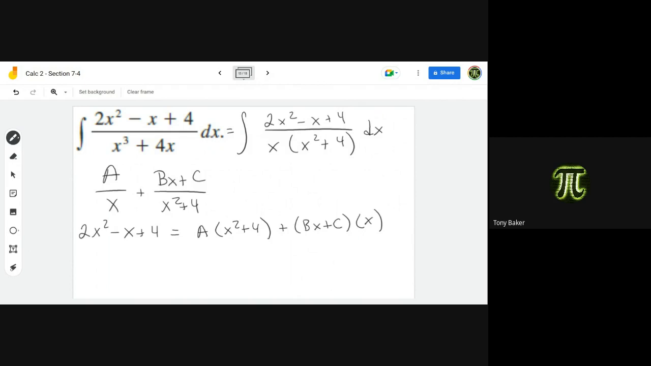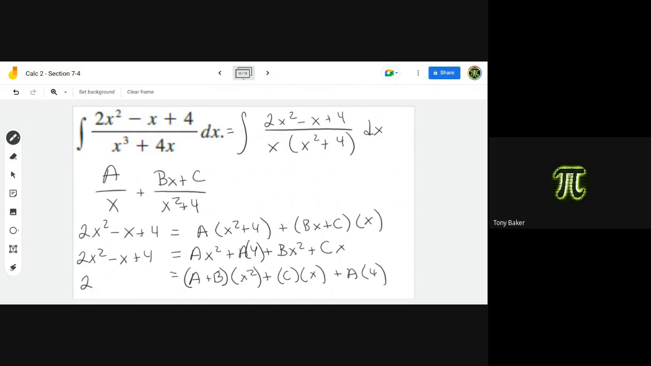So the other thing that you can do is you can FOIL things out. So if we were to FOIL this out, I'd get ax squared plus a4 plus bx squared plus cx. Yeah, 8 times 4. Yeah, I just did. I suppose that makes things a little bit easier.